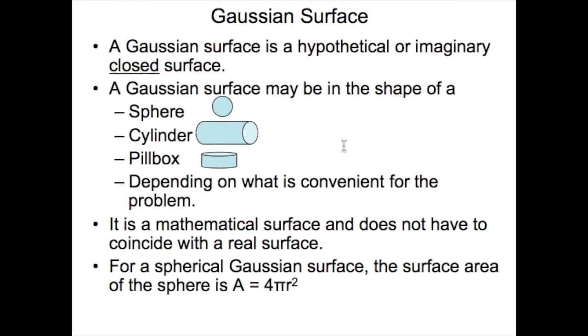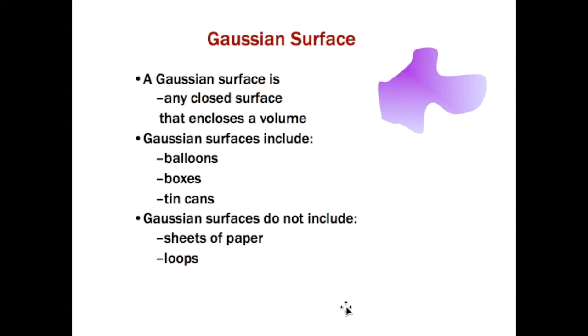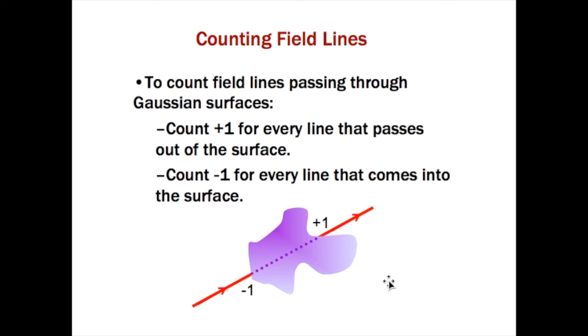All right? And for a spherical Gaussian surface, the surface area of a sphere is 4 pi r squared. Now that should look familiar from the fact that k is equal to 1 over 4 pi epsilon naught. All right, so let's keep moving and we'll see where that plays in later. So again, it could be any closed surface. The ones we're going to use are going to be known geometries, but it could even be something weird shaped like this. But a sheet of paper, a loop, anything that's open is not a Gaussian surface.